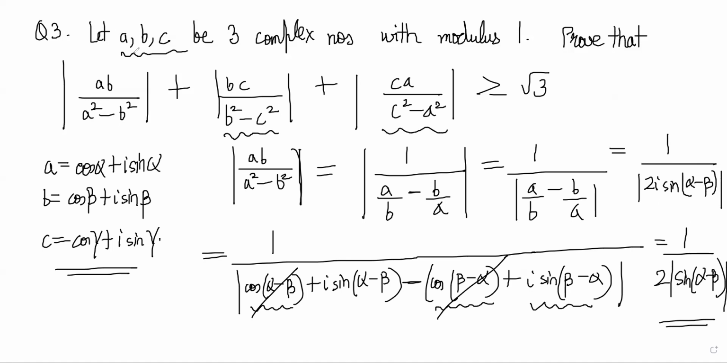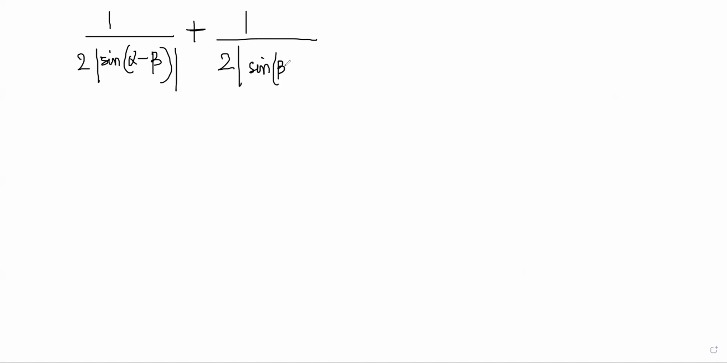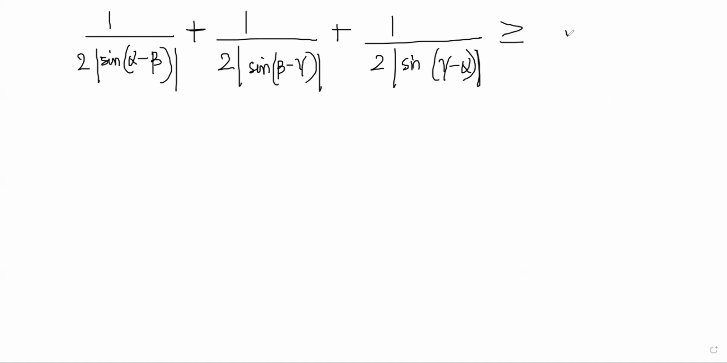And what you end up getting is the left hand side is 1 by 2 mod of sine alpha minus beta plus 1 by 2 mod of sine beta minus gamma plus 1 by 2 mod of sine gamma minus alpha is greater than equal to root 3. This is what you have to prove. So you can take 2 on the other side. Basically, then you have to prove something like this, greater than equal to 2 root 3. This is what we need to prove, right?